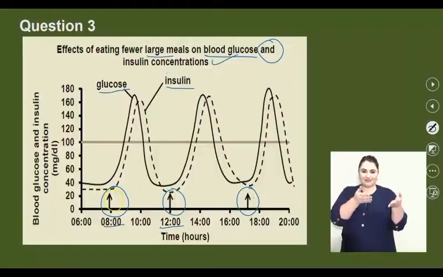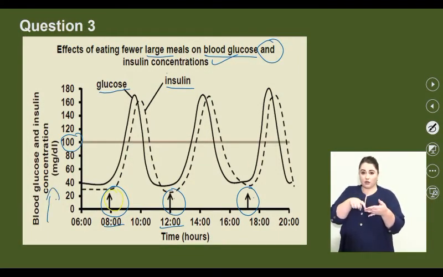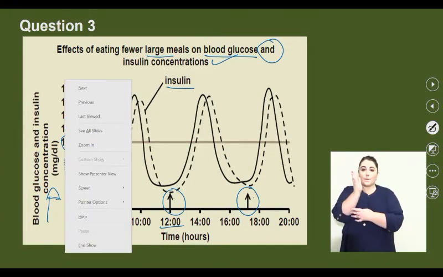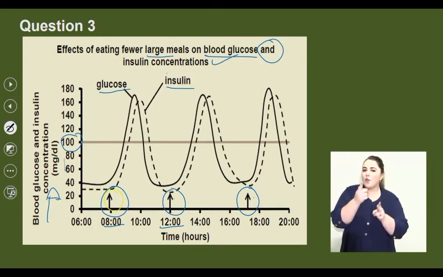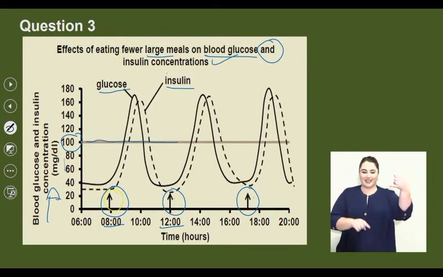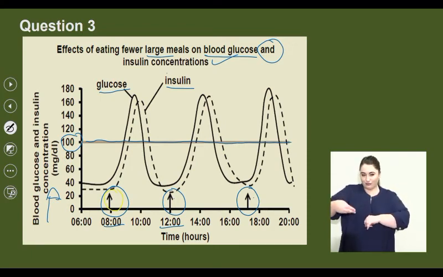Here it is. 100. 100 what? I must read here on the axis, the label of the axis. Blood glucose and insulin concentration in milligram per deciliter. It's shown here, and it's increasing there. But what's normal? Here's the line going. There's the line. This is normal for what? For glucose.